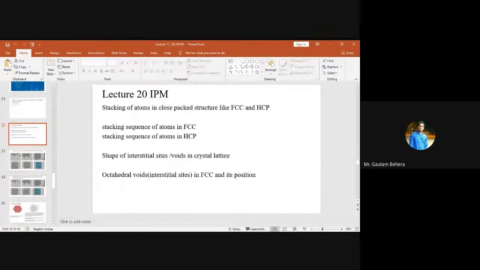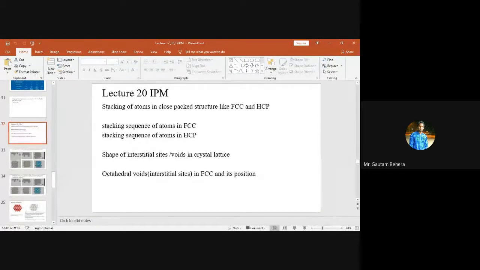So today is lecture number 20 of Introduction to Physical Metallurgy class. And today's contents are like this: stacking of atoms in close packed structures like FCC and HCP, stacking sequence of atoms in FCC and HCP, shape of interstitial sites, voids in crystal lattice, octahedral voids in FCC and their position.